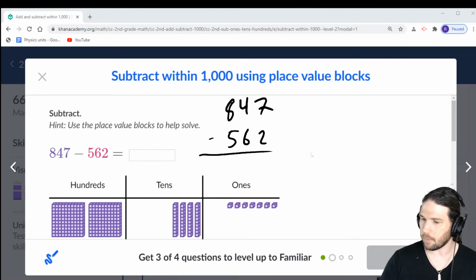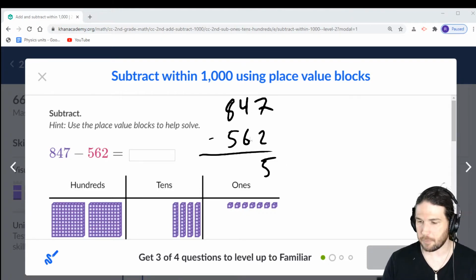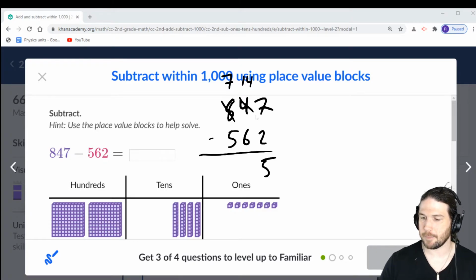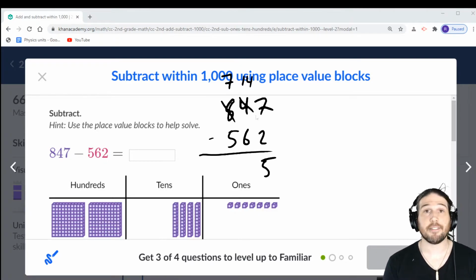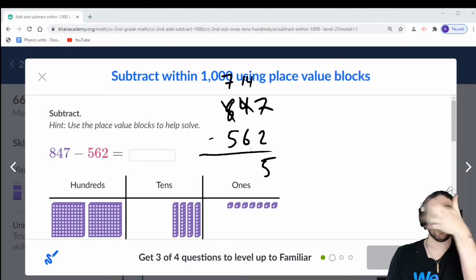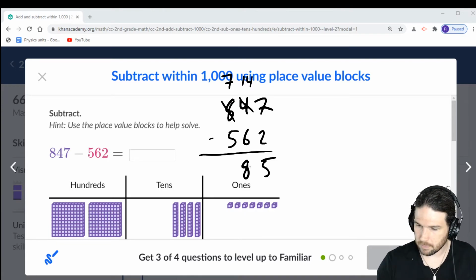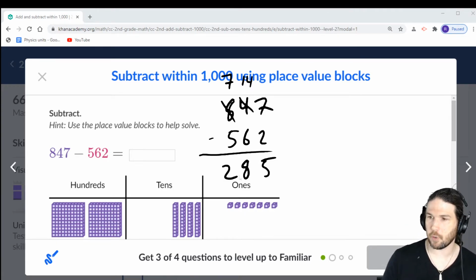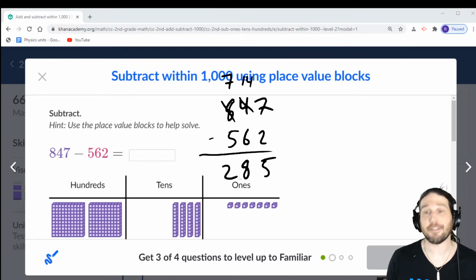All right? So 7 minus 2 is 5. 4 minus 6 would be negative. We can't have that. So we're going to borrow a group of 10. So instead of 8 hundreds, we're going to have 7 hundreds and 14 tens. Because again, 700 plus 140 is the same thing as 800 plus 40. Okay? So 14 minus 6 is 8. And then 700 minus 500 is 200. We end up with 285.